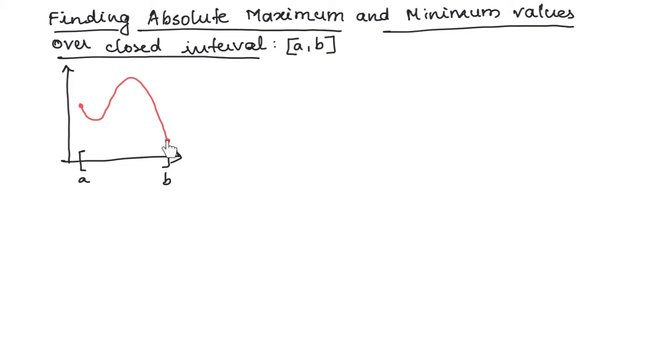You can see that the absolute minimum is at the endpoint, and the absolute maximum is at the critical value where the slope of the tangent line is 0. This is another graph which is also continuous in the closed interval a to b, and it has a maximum here and the minimum here. Both the maximum and minimum occur at the critical point where the slope of the tangent line is 0. Absolute maximum or minimum occurs at the endpoints or at the critical values.